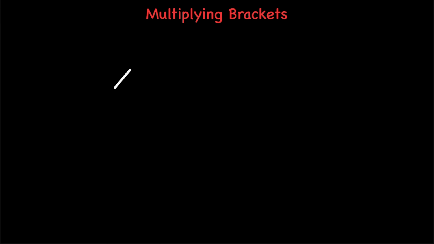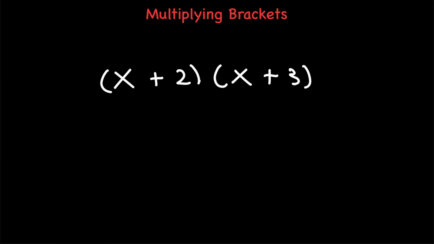Let's expand x plus 2 multiplied by x plus 3. And the way we expand two brackets multiplied together is by multiplying each term in the first bracket by both terms in the second bracket. So in this case, we'll multiply x by both terms in the second bracket and then positive 2 by both terms in the second bracket.